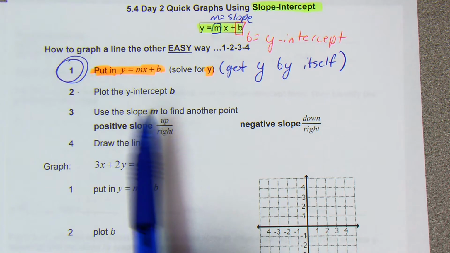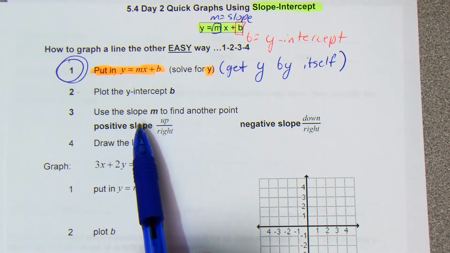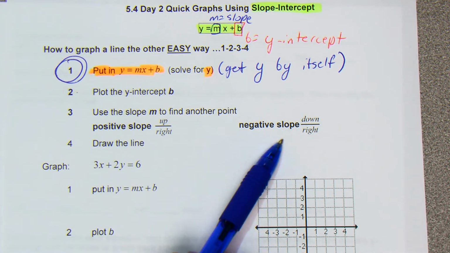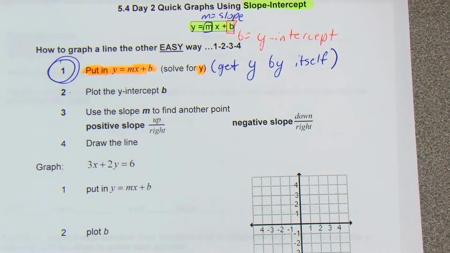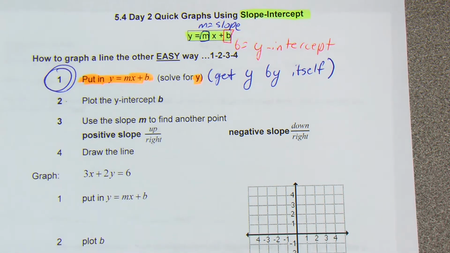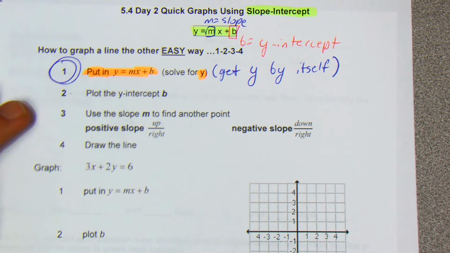After we do that, you should be familiar with the next steps. We would plot the y-intercept. We would use the slope, whether it was positive or negative, to find another point, and then we will draw the line. So the only major difference with today is our equations are not in y equals mx plus b, not in slope intercept form. So we have to manipulate them to make them into y equals mx plus b, or slope intercept form.